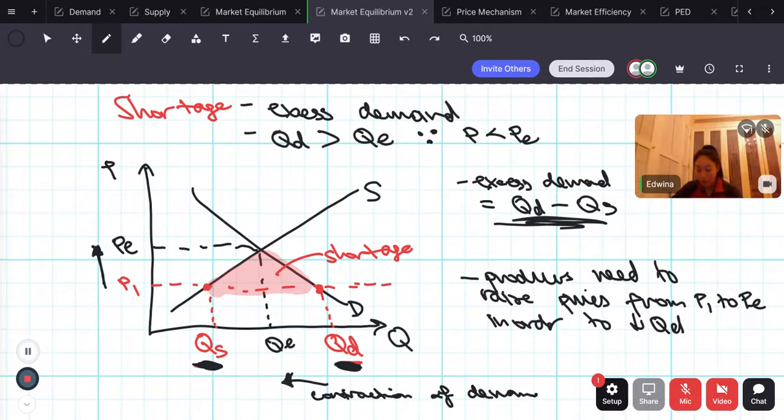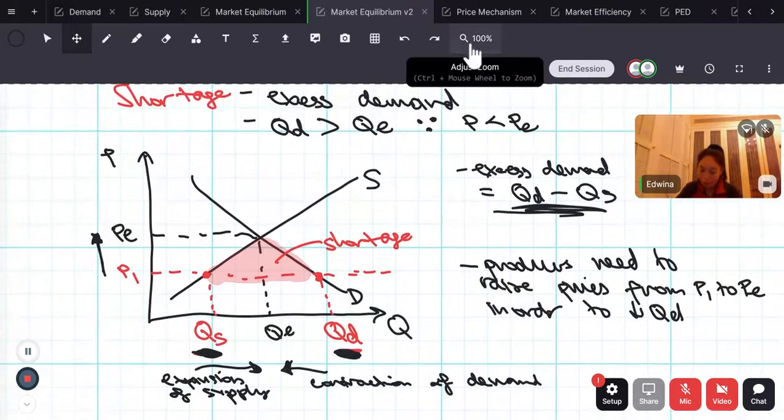Why is it a contraction of demand? Because quantity demanded decreases. And you can see that it's a movement along the demand curve, because it's a movement due to the price mechanism. And you can see that when price increases, there's actually an expansion of supply, meaning that there is more quantity supplied at the higher price point, because it becomes more profitable to supply at a higher price point of PE rather than P1. And so that is how they would amend a shortage.